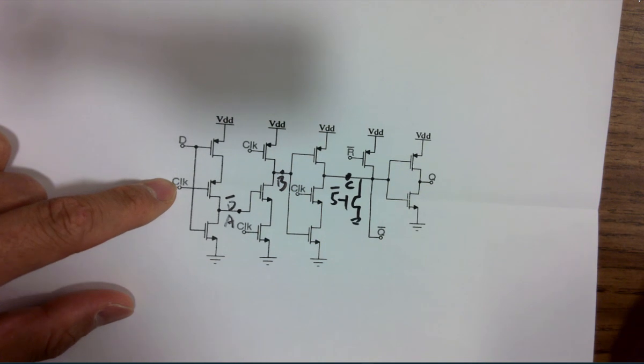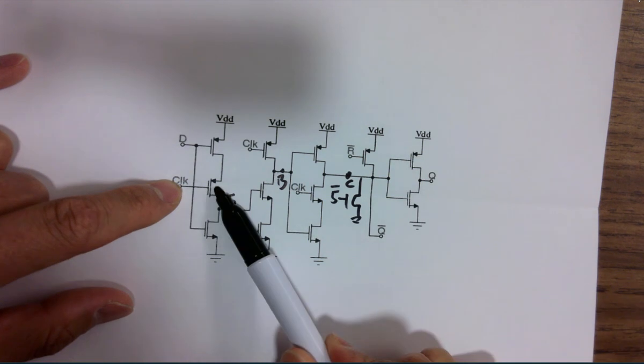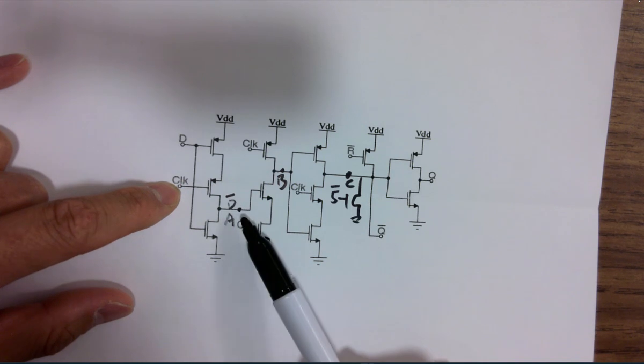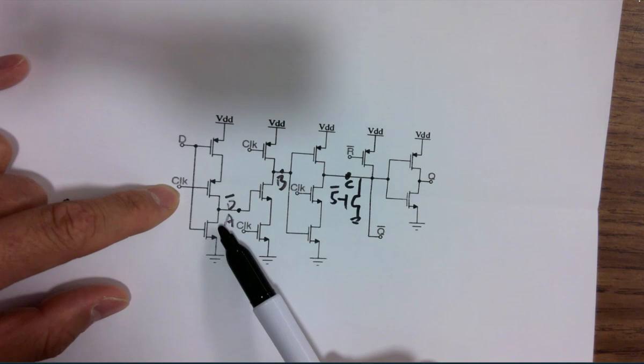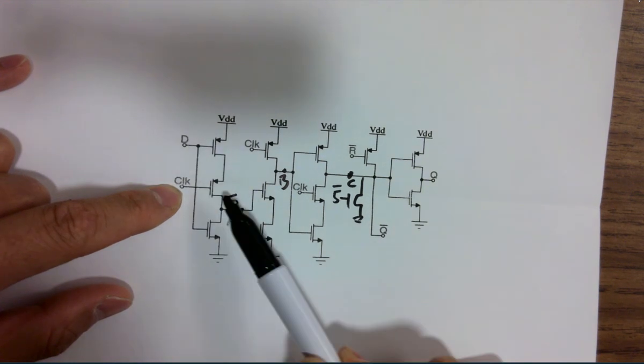Is node A going to be changed? Why or why not? If I have a rising edge here, the rising edge is going to shut this off, right? Almost there, but it's not being clocked. The clock's not changing, right? We're assuming D is not changing.